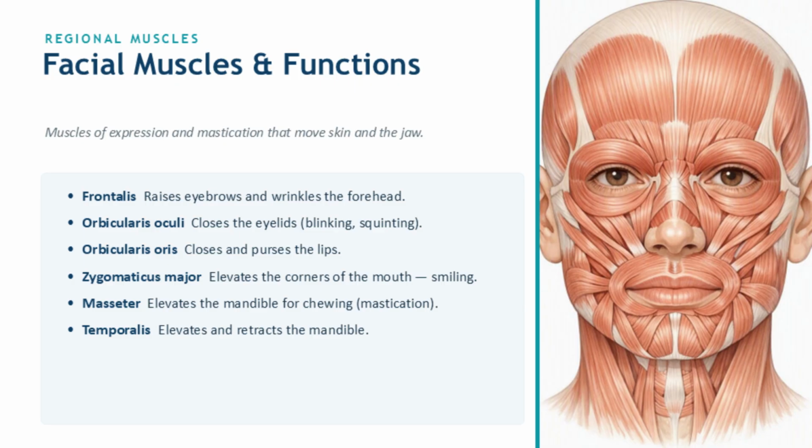In addition to muscles of facial expression, the face contains muscles involved in mastication, or chewing. These muscles generate the forces needed to move the mandible during eating and speaking. As you study facial anatomy, pay attention to the relationship between muscle location and function. A muscle's position often provides clues about the movement it produces. Next, we'll take a closer look at the attachments of these muscles and the movements of the jaw joint.